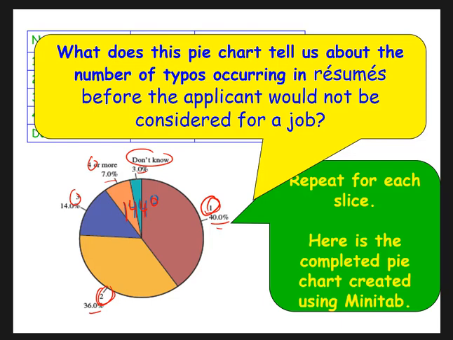So what does this pie chart tell us about the number of typos in a resume? Well, 1 is definitely the most, but 2 is a close second, and a large majority of them have 1 or 2. There's very few, a very small portion that have more than 2 typos.